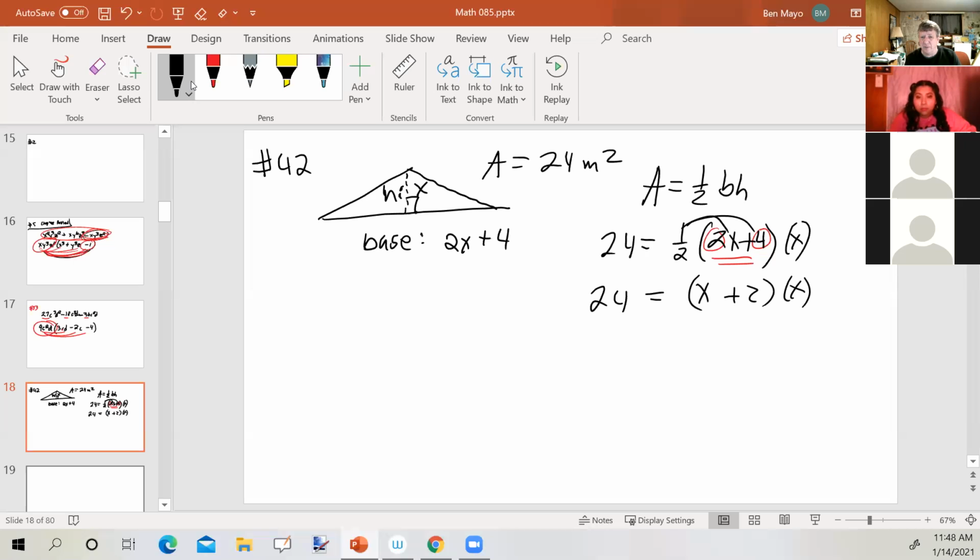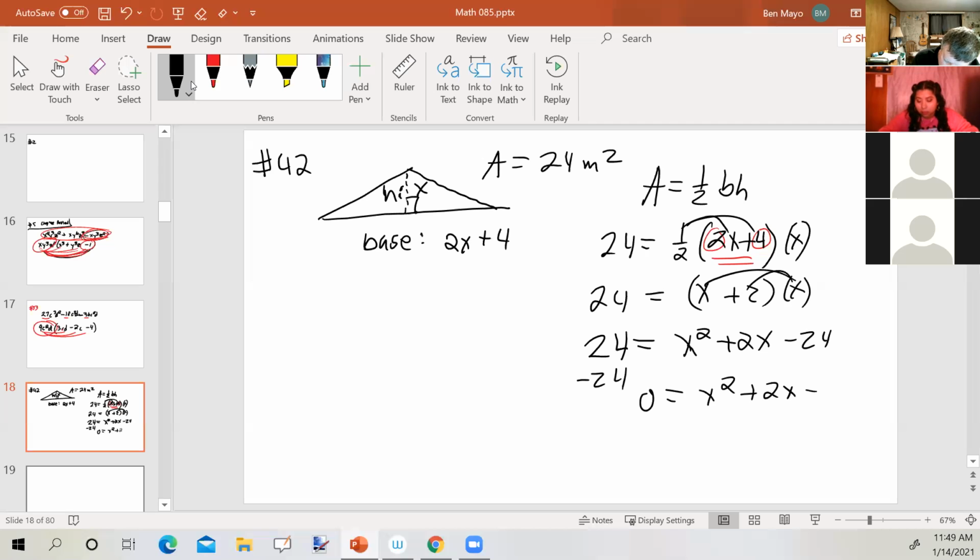I still could have gotten rid of it, but I didn't see any point in it since it's going to get rid of itself. Any questions about what I just did there? All right, so then I get 24 equals x squared plus 2x. I see that this is a second degree equation, so I'm going to subtract 24 to put it in standard form. It's going to factor into (x plus 6)(x minus 4).